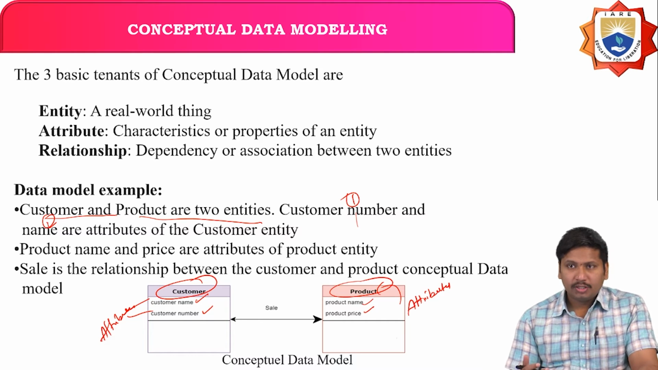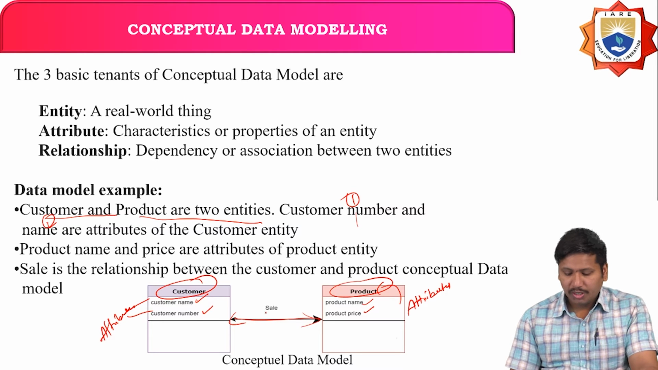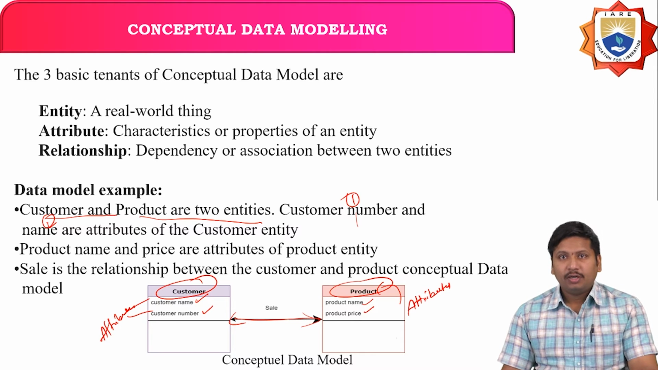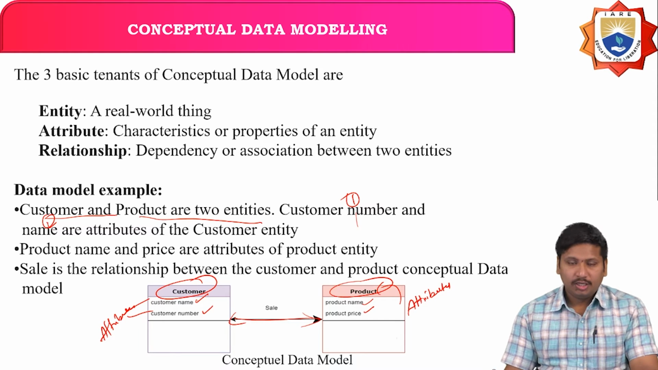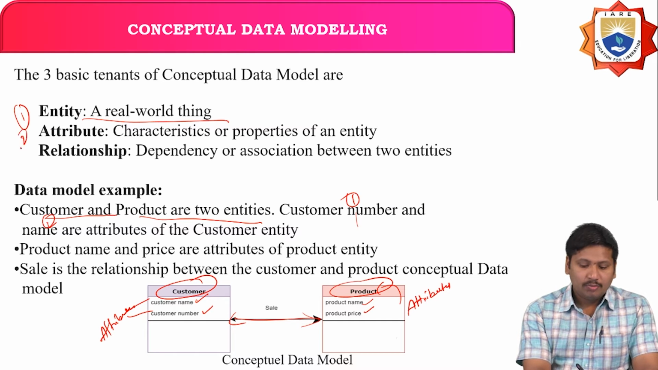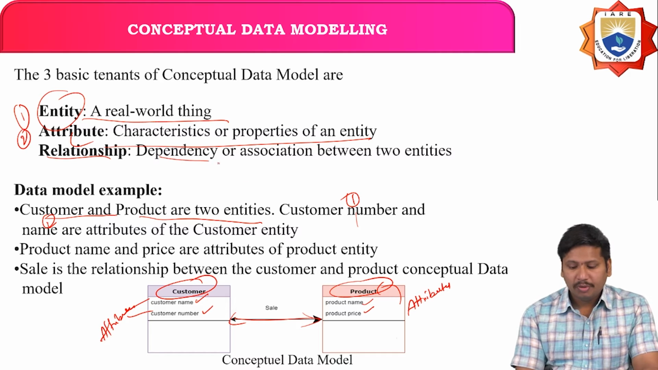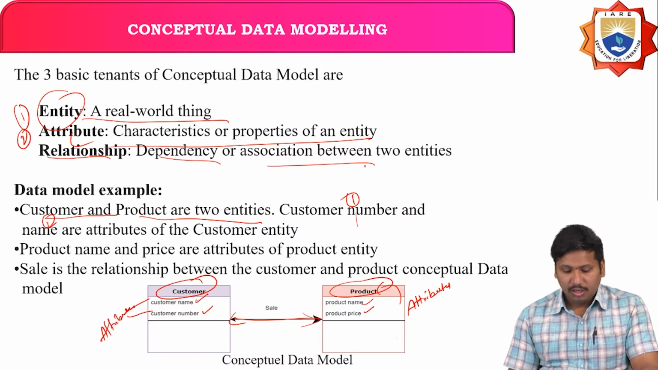And how am I able to represent the relationship between the two entities? I can represent it through an association, or I can represent the dependency, right? So this is the relationship that exists between customer and product. The basic tenets of this conceptual data model are entity, attribute and relationship. Entity means anything in the real world, attribute is the properties or characteristics of the entity, and a relationship may be a dependency or an association between two entities.